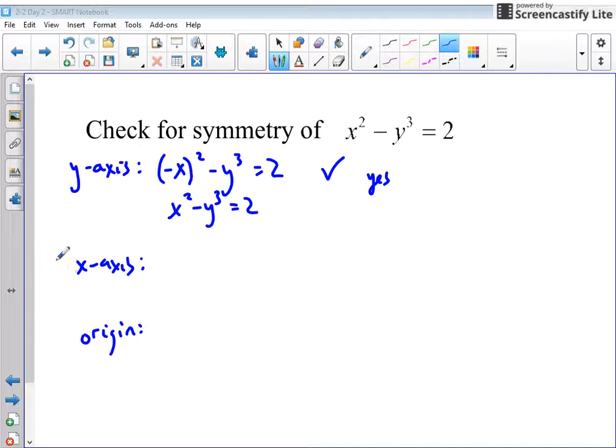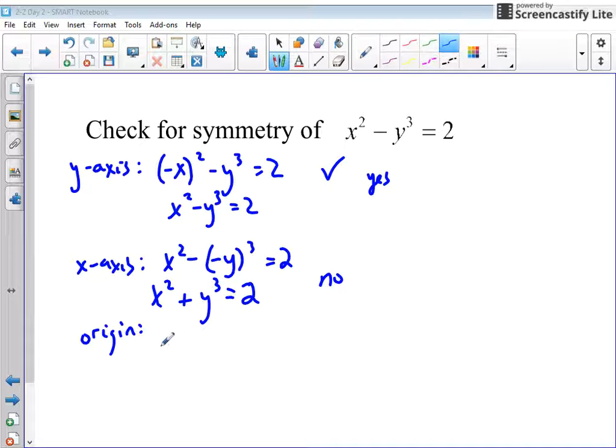To check for symmetry with respect to the x-axis, what you can do is make the y negative. So I'd get x squared minus -y cubed equals 2. Now notice here, if you take a negative number to an odd power, that actually gives you a negative number. So what we have is x squared minus a negative y cubed, which is the same as plus y cubed. If you need to, you might want to rewind this and replay that section again just to hear what I said there. Notice how this equation is not exactly the same here. So there is not symmetry with respect to the x-axis.